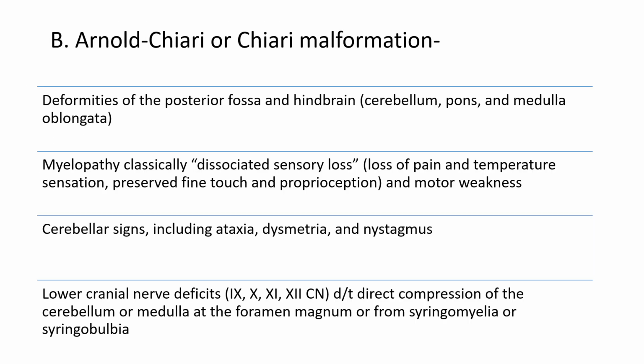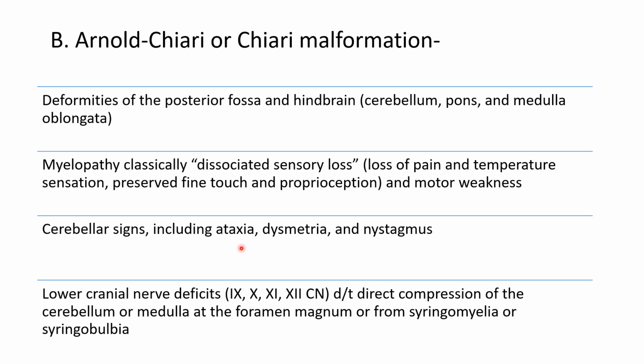Now option B, Chiari malformation, in which the patient will have deformity of the posterior fossa and hindbrain; the cerebellum, pons and medulla will be involved. So the patient will have myelopathy, cerebellar signs and cranial nerve deficits. While in our MCQ, they have suggested only cerebellar signs, not myelopathy or cranial nerve involvement. In the myelopathy, characteristically dissociated sensory loss is present in Arnold-Chiari, with loss of pain and temperature and preserved fine touch and proprioception, and motor weakness is also there.